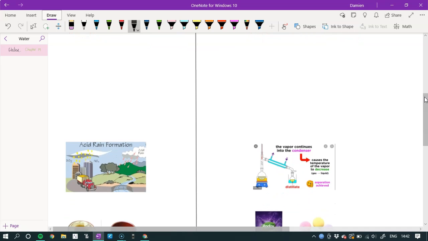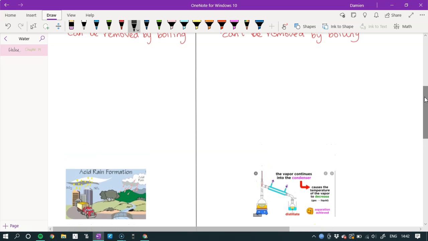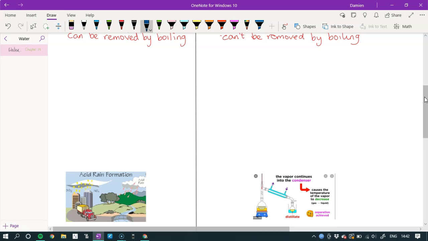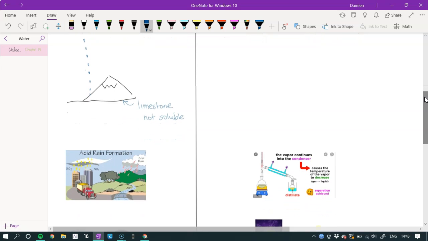So if we look at this first diagram here on acid rain formation, if we take the basic idea of rain falling from the sky, falling onto our rocks and our landscape, rain water by itself is actually not a problem. Rainwater will fall on our landscape, and in our landscape we have lots of limestone. Now, limestone is not soluble in water. In other words, the limestone will not dissolve once rainwater hits it, or pure water hits it.